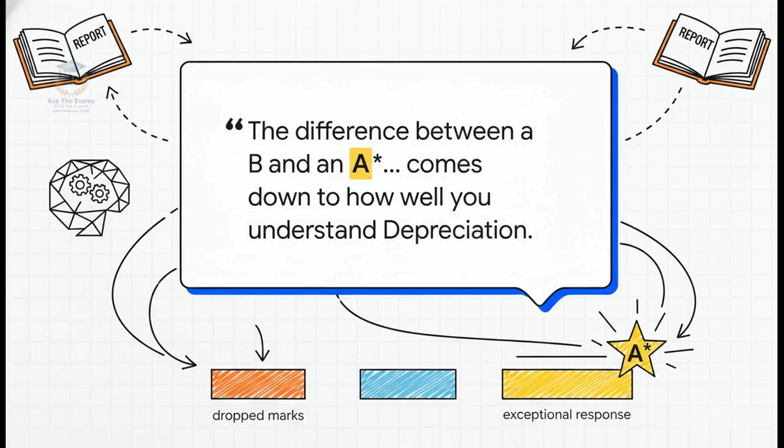The severity of this reality is actually pretty striking. Look at this insight straight from the principal examiner reports. They stated, the difference between a B and an A star in accounting often comes down to how well you understand depreciation of non-current assets.